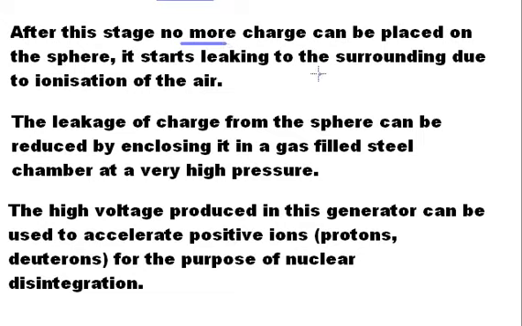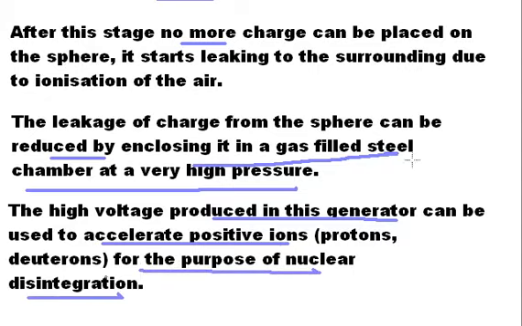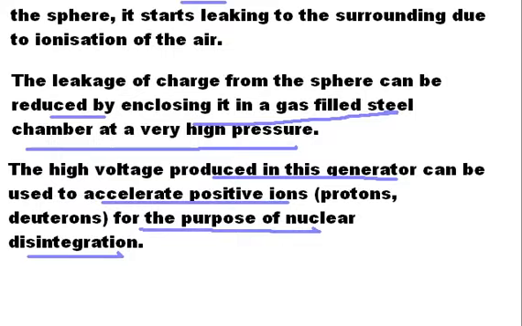So to avoid the leakage, the sphere can be enclosed in a gas filled steel chamber at very high pressure. Okay, and the high voltage produced in the generator can accelerate the positive charges for the purpose of nuclear disintegration. That's it. Okay, see, I can explain you again very quickly.